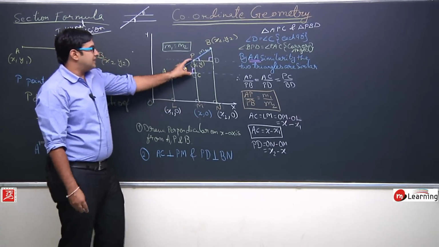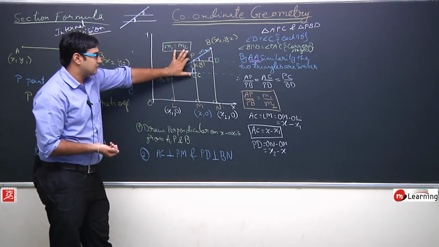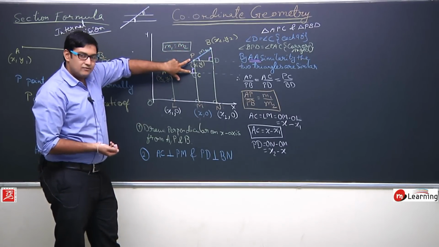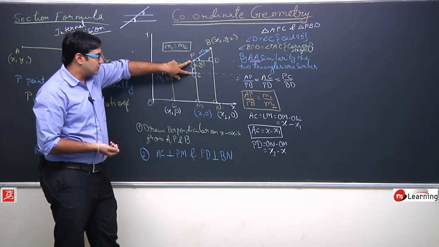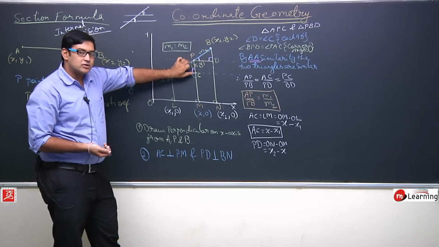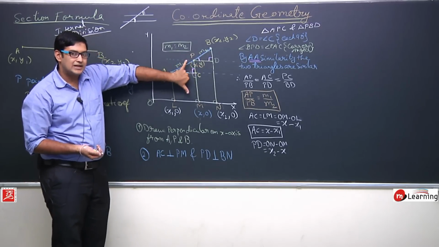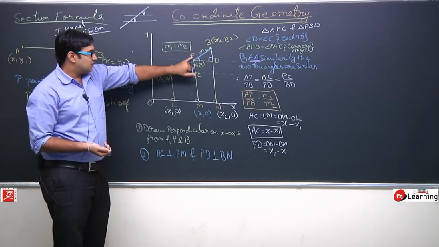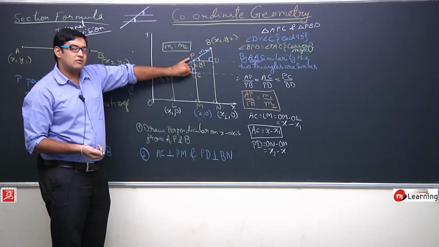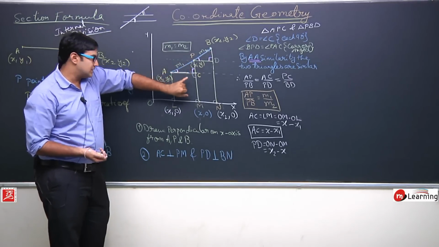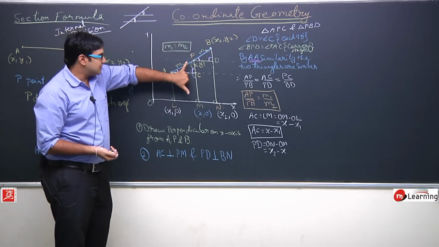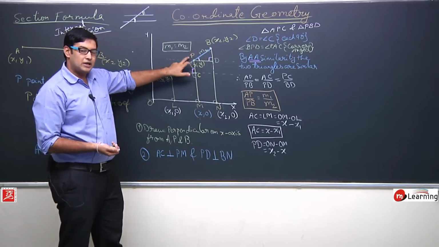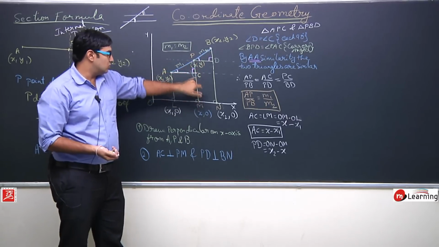Now what about PC? This PC line. For calculating the length of PC, you can see that PC will be equal to PM, this complete line PM, minus this CM. Okay, what am I saying? The length of this PC will be equal to PM minus CM. What is the length of PM? The length of PM is the y coordinate of P. So length of PM is equal to y.